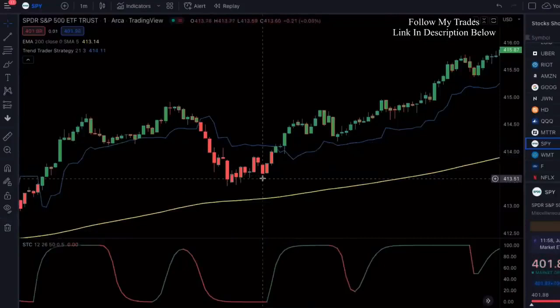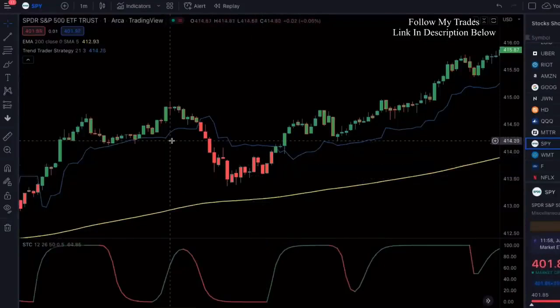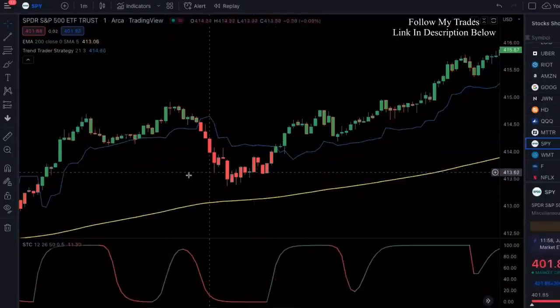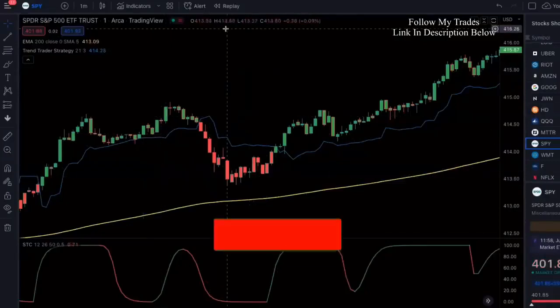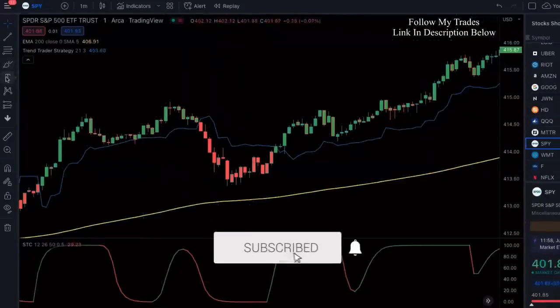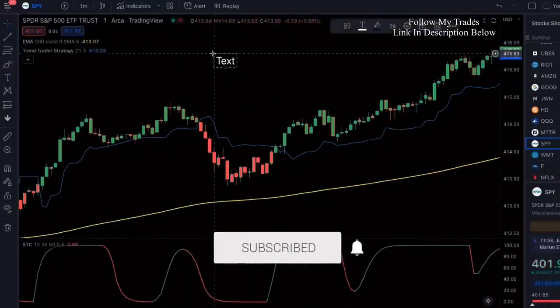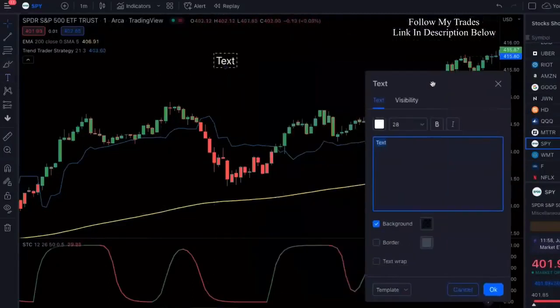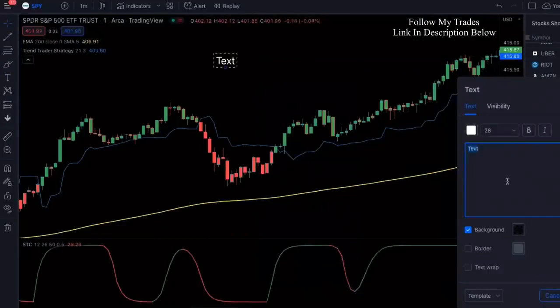So now that we have the charts the way we want them to be, this is what the strategy is. And let me put some text up here so you guys can kind of follow along and take some notes too if you guys like. All right. So when you're going long on a long position, this is what you need to follow. And I'll show you guys some examples as well.